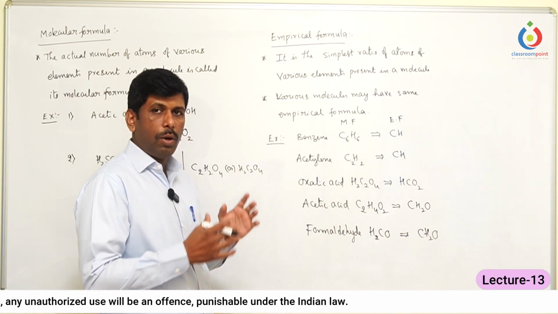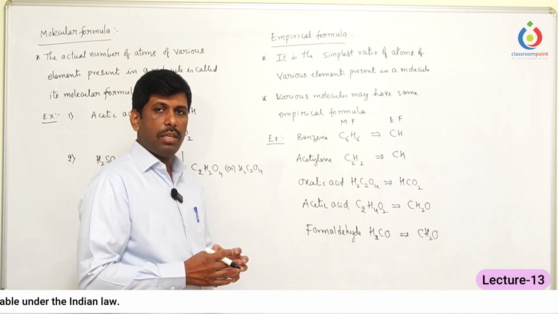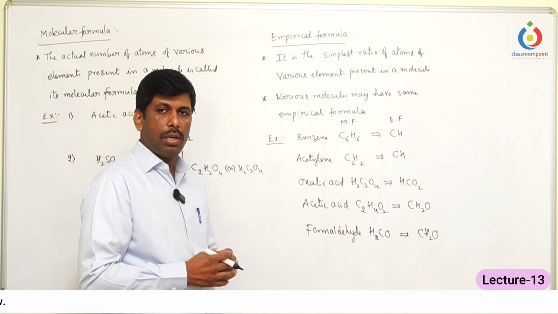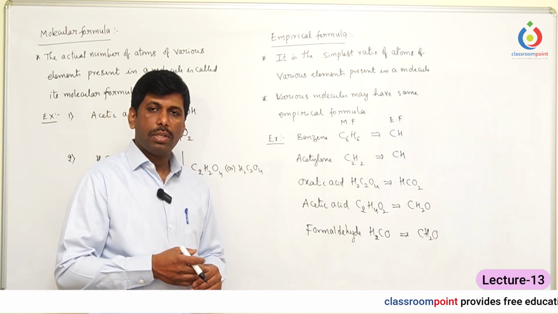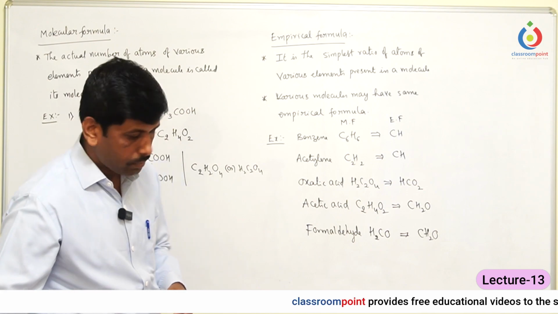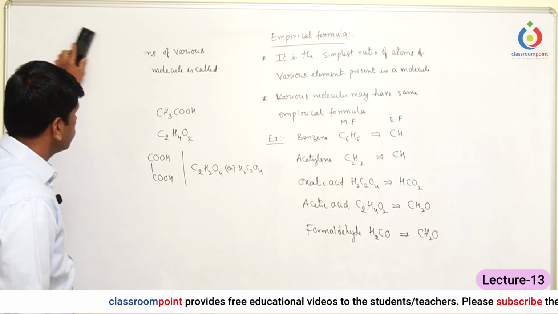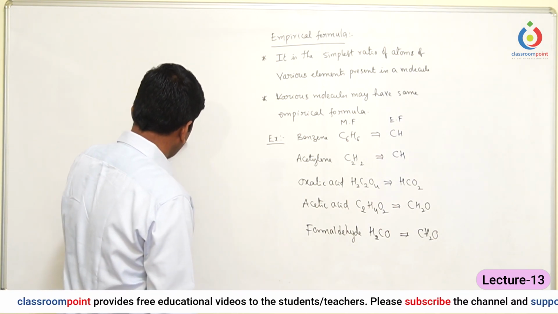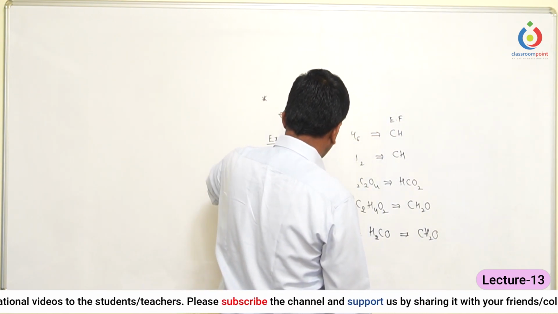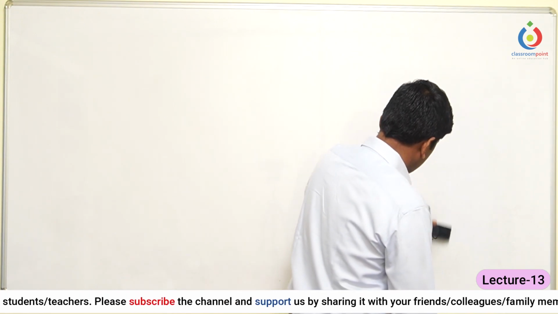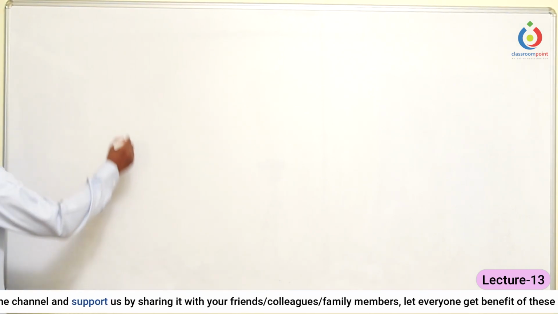Now let us try to see how to calculate this empirical formula and molecular formula, and what the rules are associated with calculation of the empirical formula when the number of molecules is given, when mass is given, sometimes volume also can be given. Let us see them now. So let us see the rules here now.